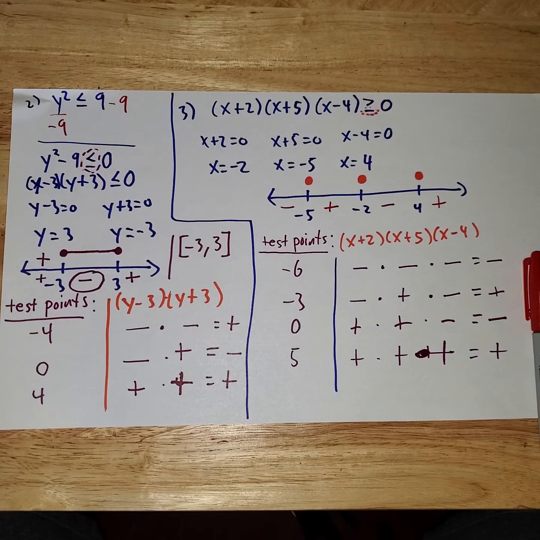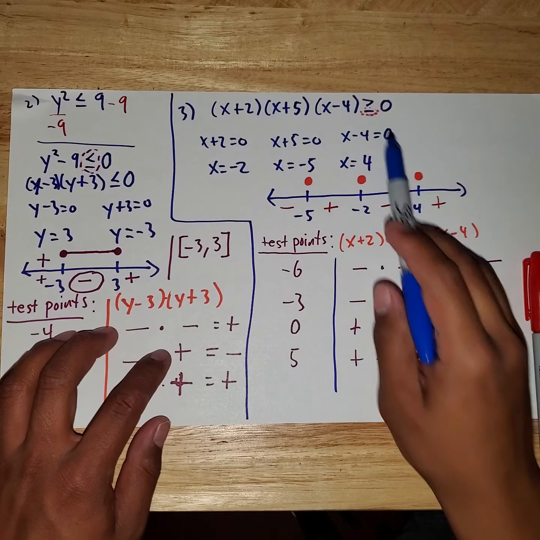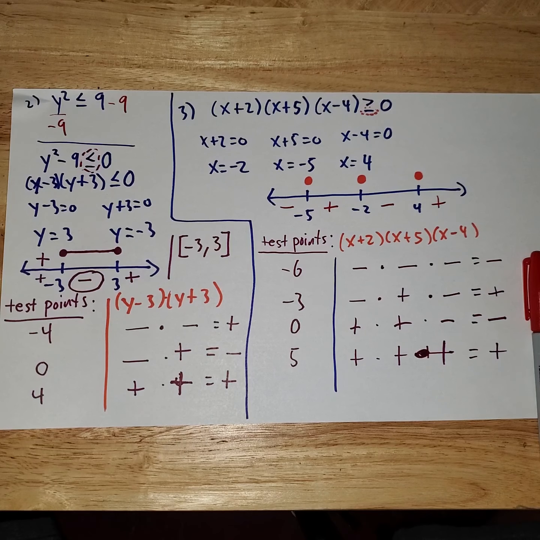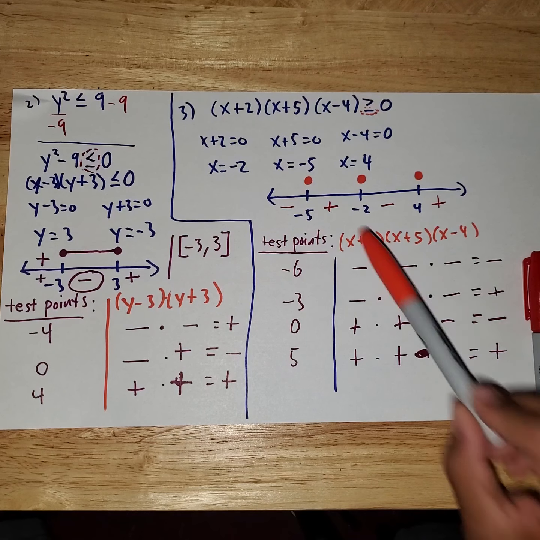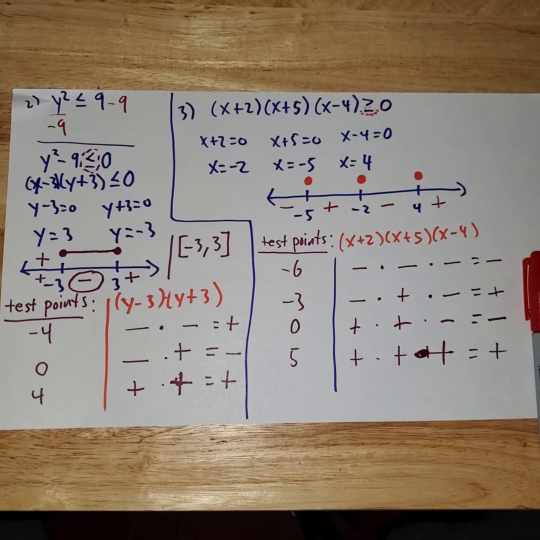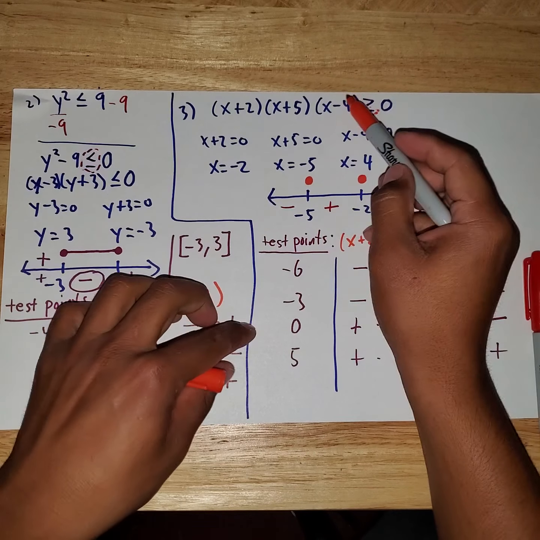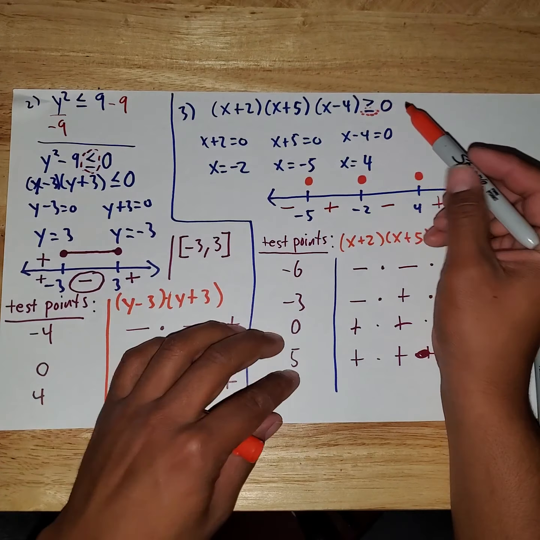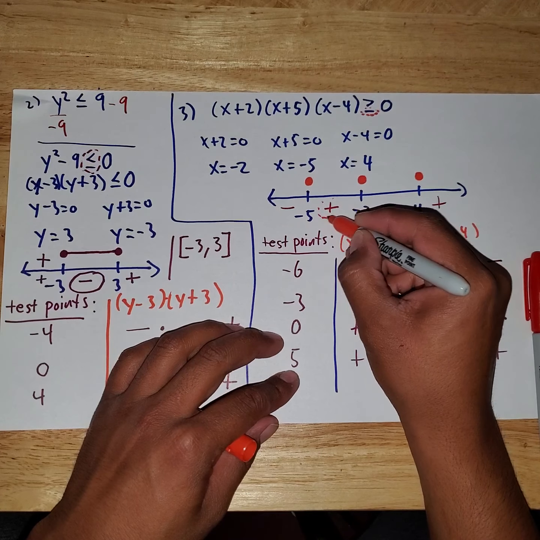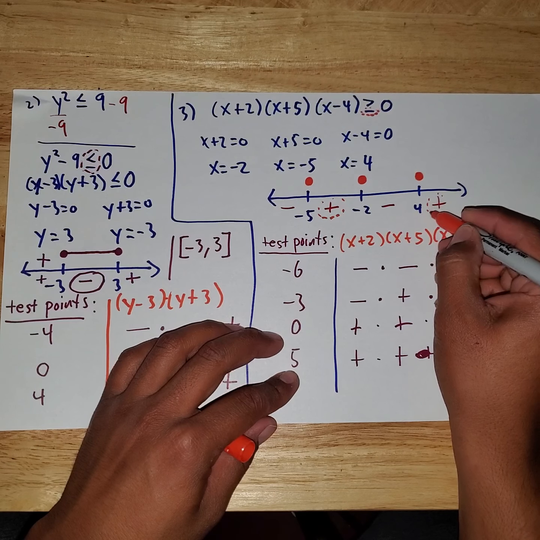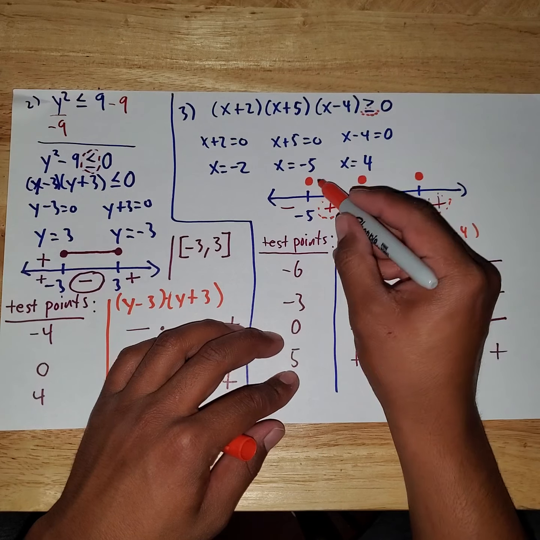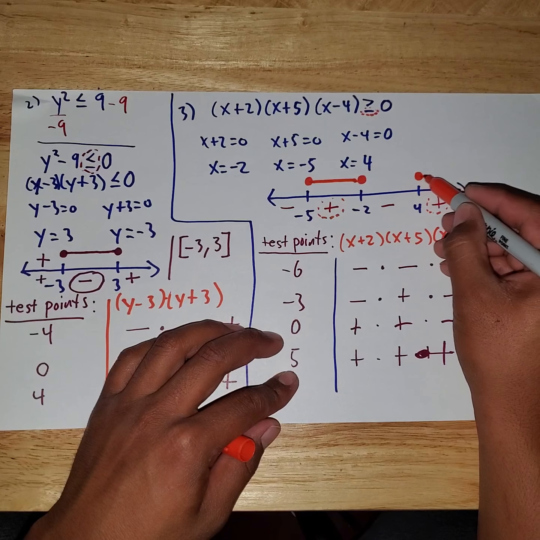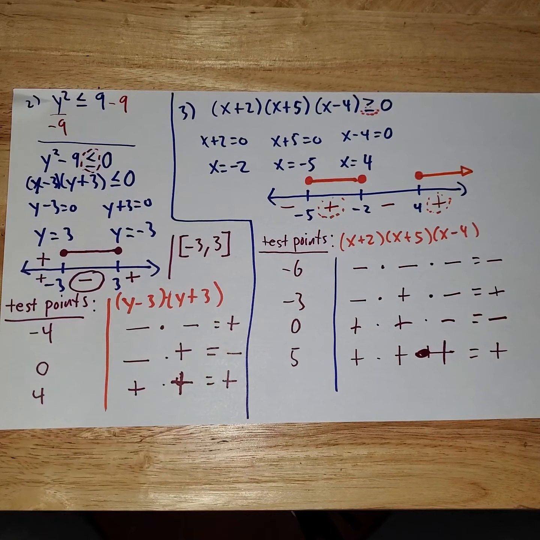Alright, look at what our inequality was saying. It has to be greater than or equal to 0. Well, equal to 0, that's why I have all these closed circles. But remember, this side is the bigger side. And if we think about what numbers are bigger than 0, those are all the positive numbers. So that means our answers are going to be in here and everything above 4.